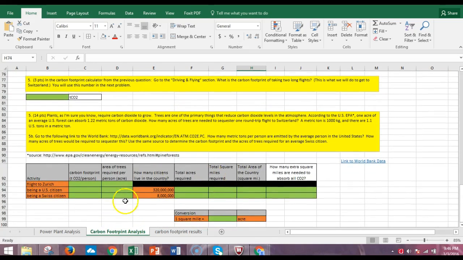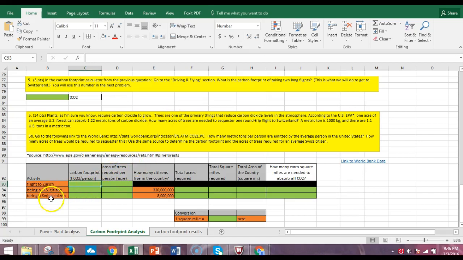The last problem, you're going to look at the carbon footprint through a little bit of analysis of how many trees it would take to absorb the carbon footprint from various problems. This is pretty straightforward. It's just a straight up unit conversion. You can see that 1 acre can absorb 1.22 metric tons of carbon dioxide. Sorry about that. Okay, so pretty straightforward unit conversion.